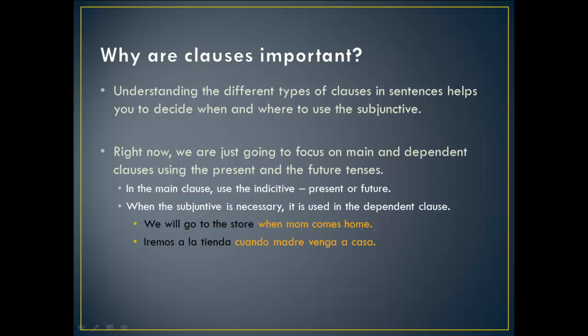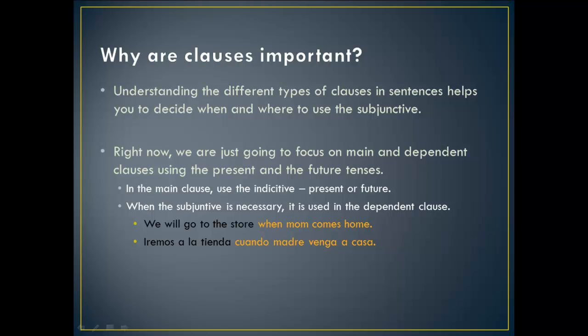In the main clause, you're always going to use the indicative for the examples that we're working on now. So you're going to use the present or the future tense. Not the preterite, not the imperfect. We're only going to write in the present right now. When you have to use the subjunctive, you use the subjunctive in the dependent clause. So this is why it's important to know what's the main clause and what's the dependent clause, because I need to know where to put the subjunctive. Remember, your main clause can stand on its own, dependent clause cannot.